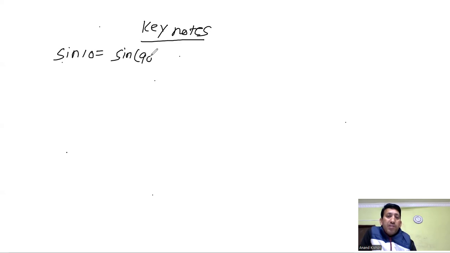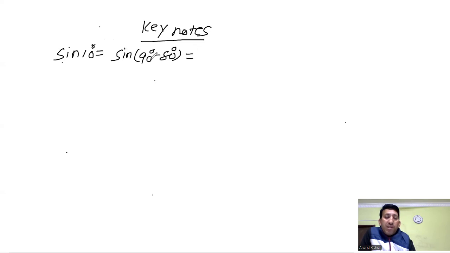Now see some more observations we have to see. Keynotes. I'm writing here sine 10 degree. Sine 10 degree can be written in the form of sine 90 minus 80, that is 10 degree.